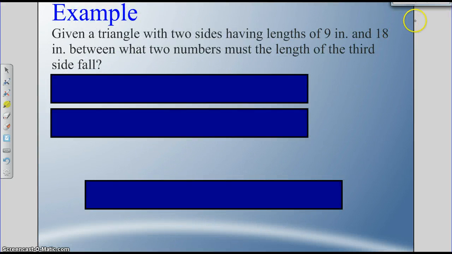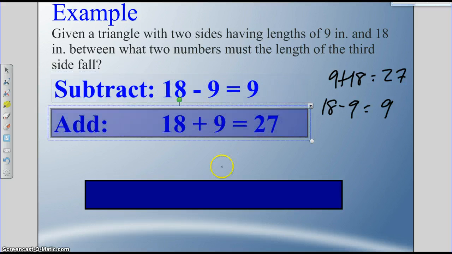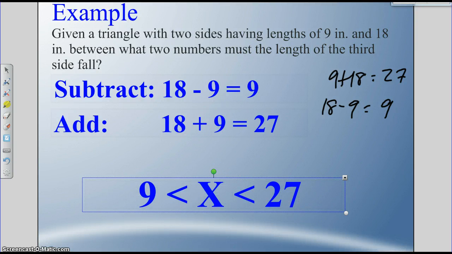Given a triangle with two sides, having lengths of 9 and 18, between what two numbers must the length of the third side fall? Here's what I do. I do 9 plus 18 gives me 27, and I do 18 minus 9, and it should be 9. So I subtract that and I got 9, I added that and I got 27. My range is from 9 to 27.